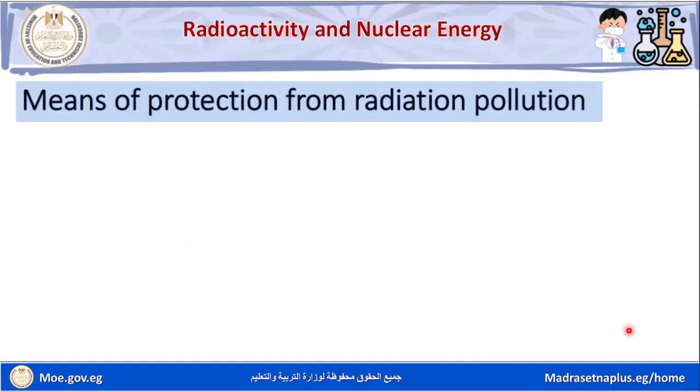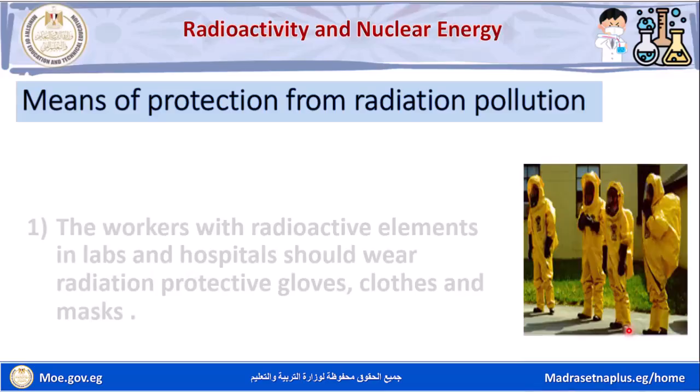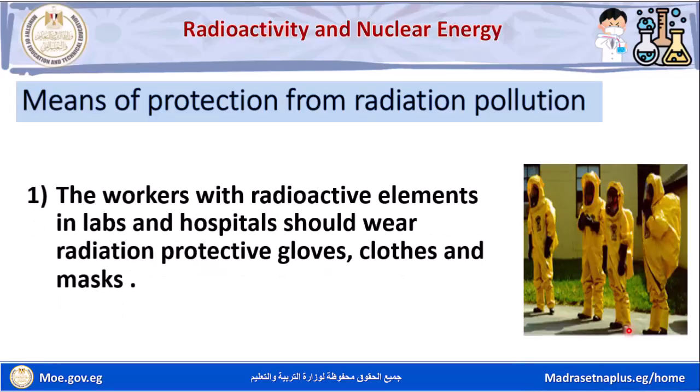Means of protection for radiation pollution. Number one, the workers with radioactive elements in laboratories and hospitals should wear radiation protective gloves, clothes, and masks.